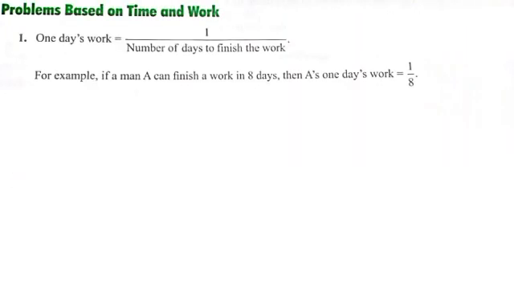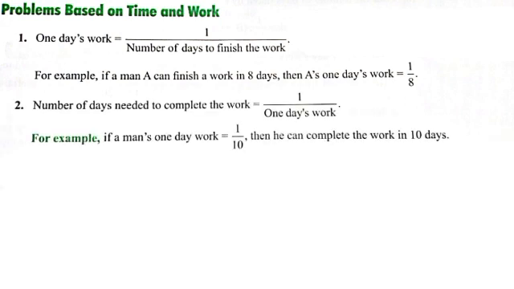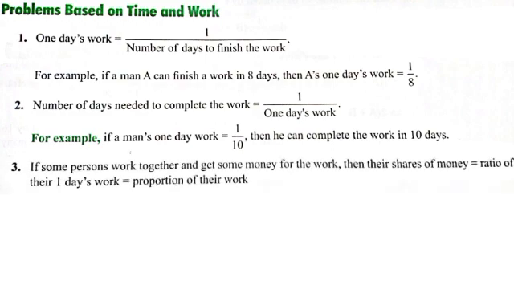Problems based on time and work. One day's work is equal to 1 by the number of days to finish the work. For example, if a man A can finish a work in 8 days, then A's one day work is 1 by 8. The number of days needed to complete the work is equal to 1 by one day's work. For example, if a man's one day work is 1 by 10, then he can complete the work in 10 days. If some people work together and get some money for the work, then their shares of money are in the ratio of their one day's work, which is proportional to their work.